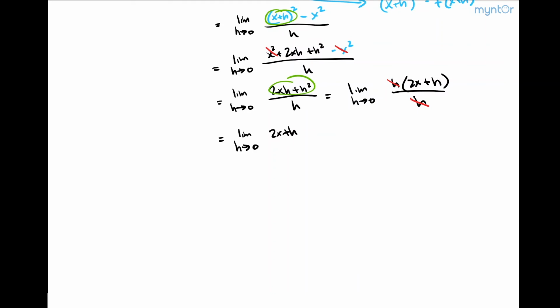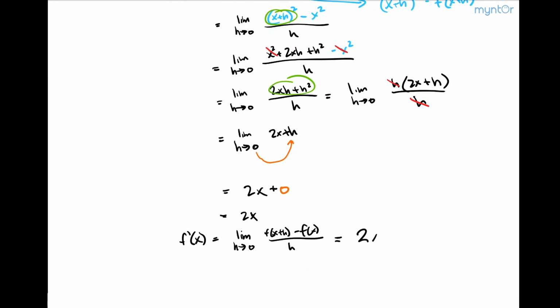Now, we can do a little bit of plug and chug and plug the 0 directly into our h here and say that this is equal to 2x plus 0, which of course is equal to 2x. And so what we're saying is that the derivative f prime of x, which is equal to the limit as h approaches 0 of f of x plus h minus f of x over h, is going to be equal to 2x. And that is our answer.